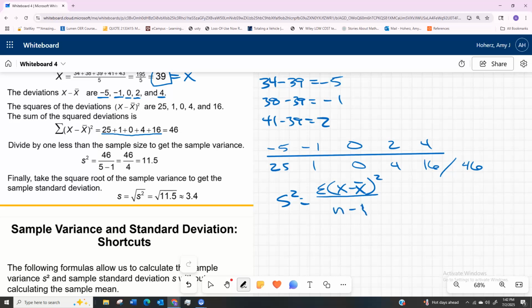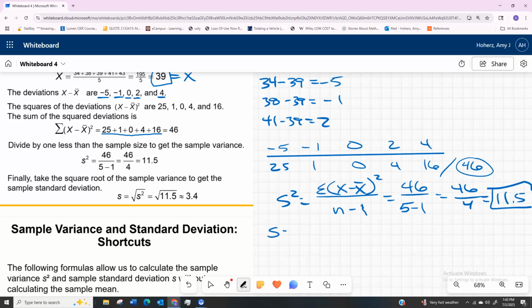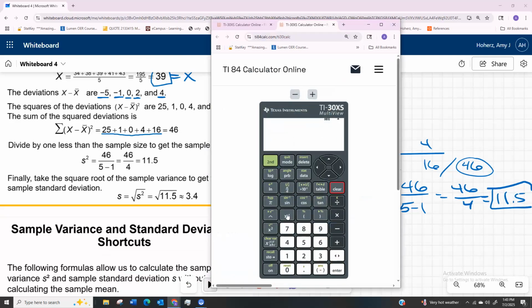So in this case, the sum of our x minus x bar squares came out to be 46. And then our n minus 1, we had 5 bags of candy, so 5 minus 1 means we're going to do 46 divided by 4, which comes out to be exactly 11.5. So our variance for those 5 bags of candy is 11.5. And then to get the S, we're going to do the square root of 11.5, which comes out to be about 3.4. So if we do the square root of 11.5, we get 3.39, which rounds up to 3.4.